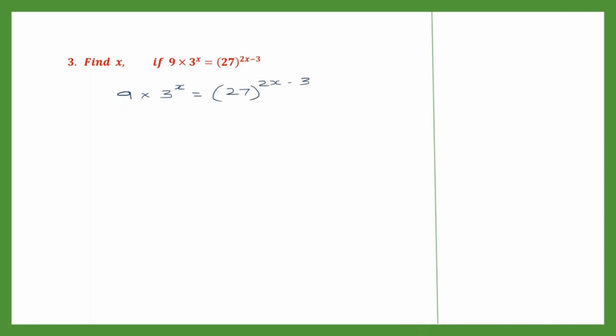So in that case, 9 divided by 3, 3 threes are 9, and 3 ones are 3. So what are the prime factors of 9? The prime factors of 9 are 3 into 3, or we can say 9 is equal to 3 raised to the power of 2. So here, now instead of 9, we can write 3 raised to the power of 2. So this becomes 3 raised to the power of 2 into 3 raised to the power of x. Now can you see the base is the same, so we can apply the laws of exponents.